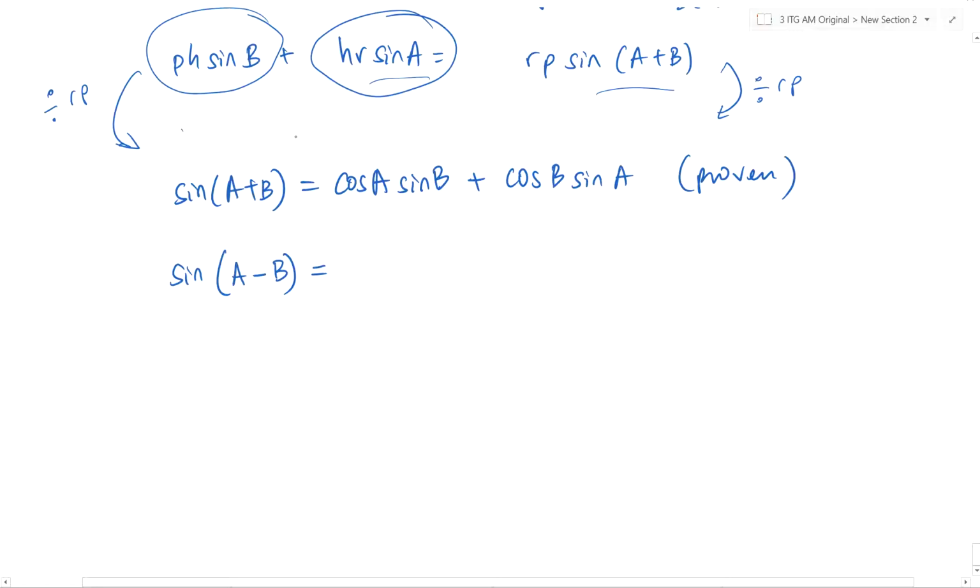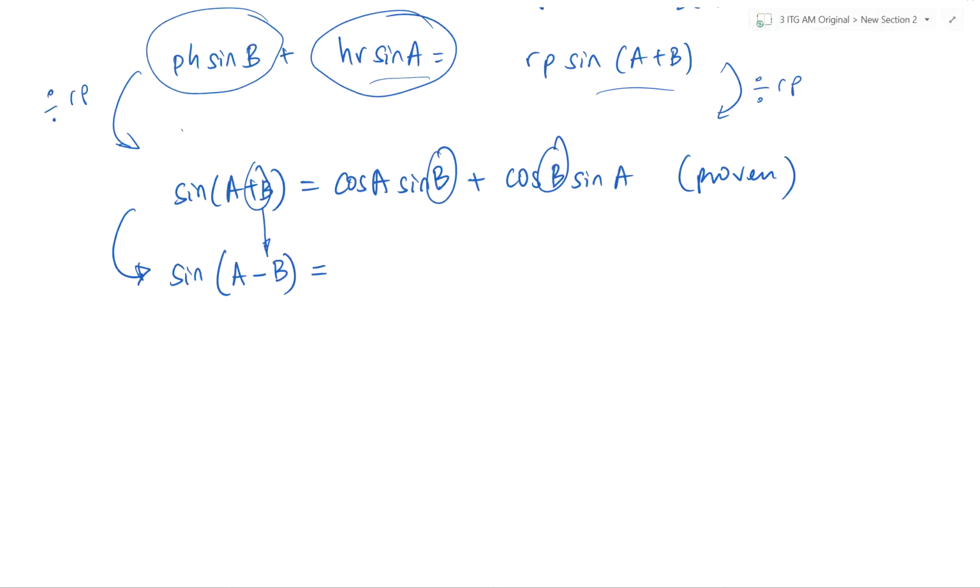How do we go from one to the other? What's the difference between these two? Only the sign. Sine open bracket same, A also same, but the B became a minus B. If I replace every B with minus B, will it still be true? Think about the question. Yes or no?